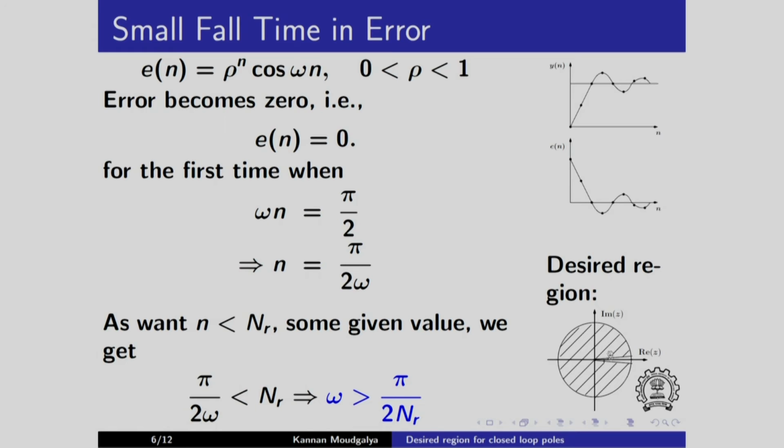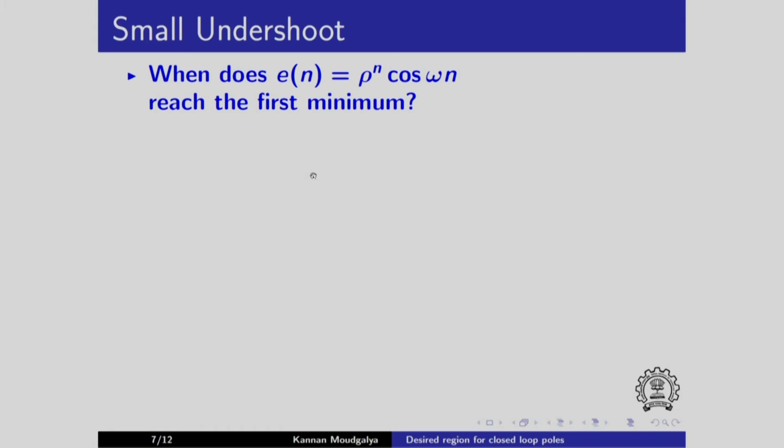We can plot it as follows. Omega denotes the angle. It is some large angle, larger than a line whose angle is given by pi by 2 nr.